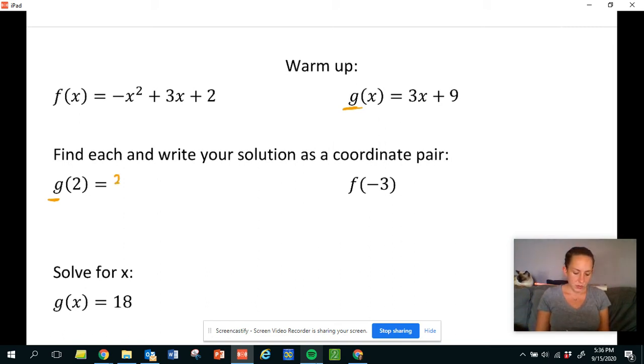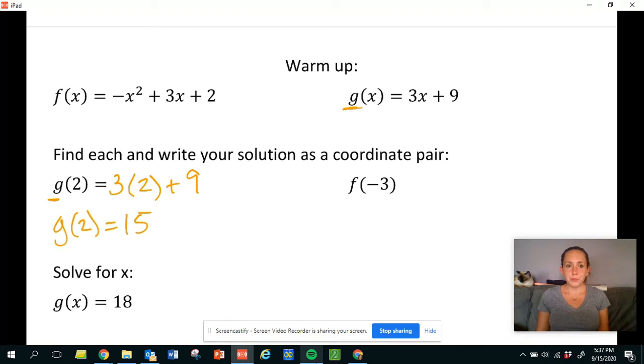Remember, function notation is all about inputs and outputs. 2 is our input, and we have to see what we would get out. So 3 times 2 is 6. You add it to 9 and you get 15. So that means that g of 2 is 15. If you plug in 2, you get out 15.